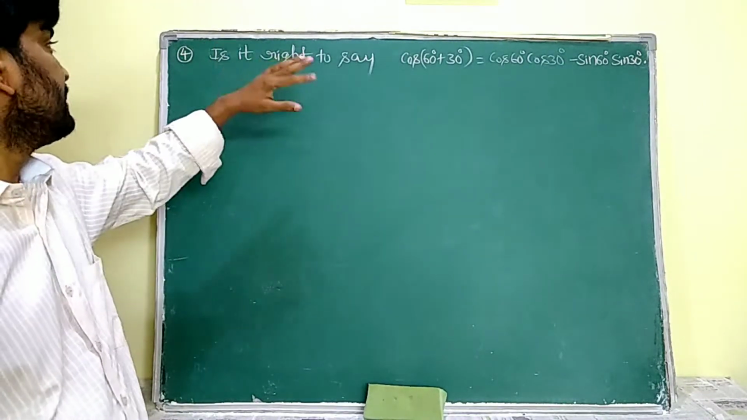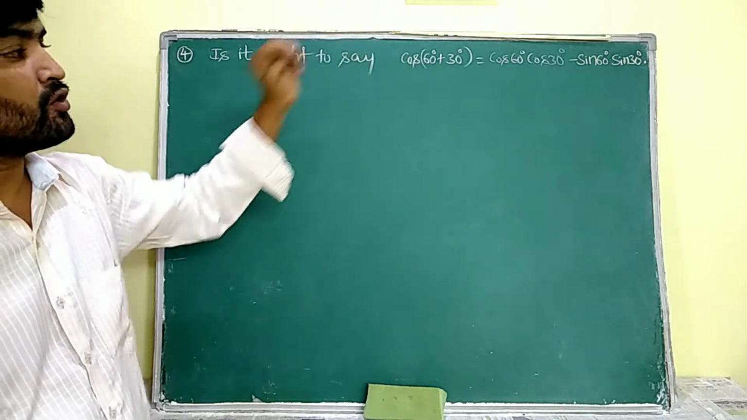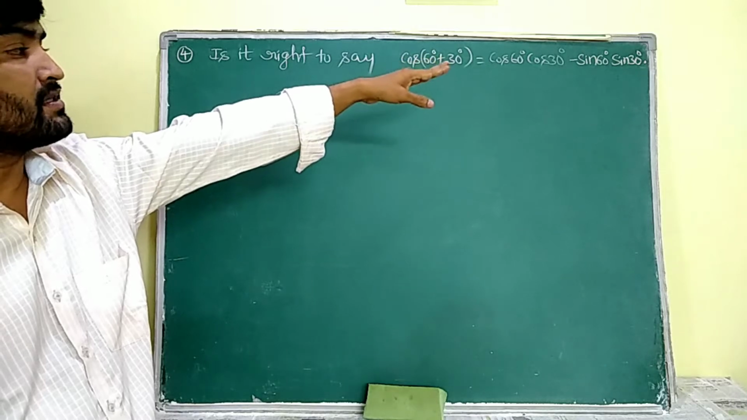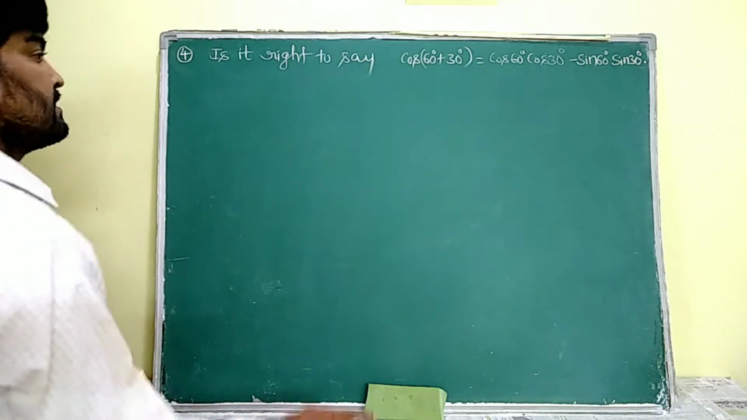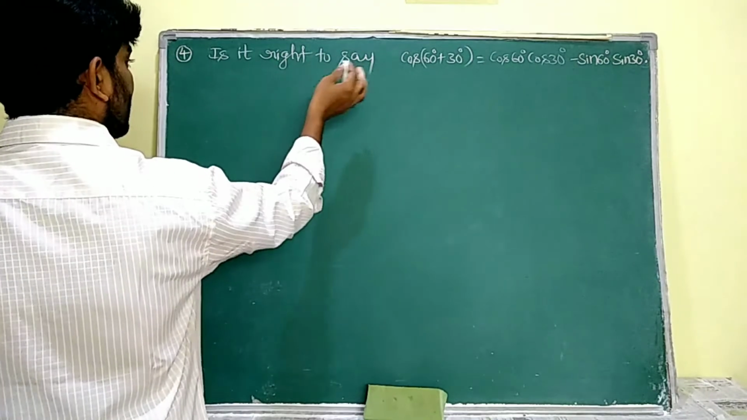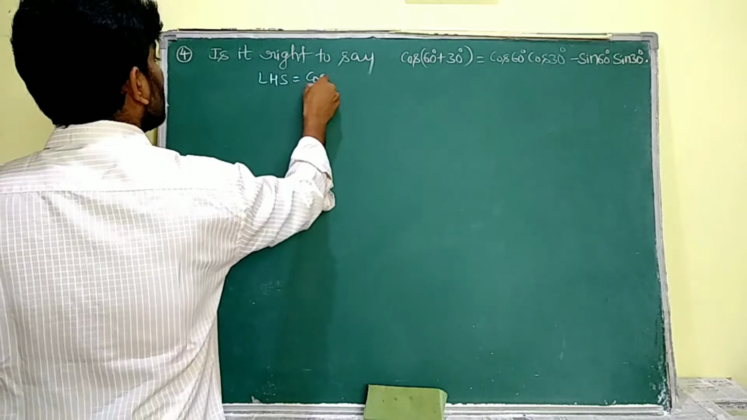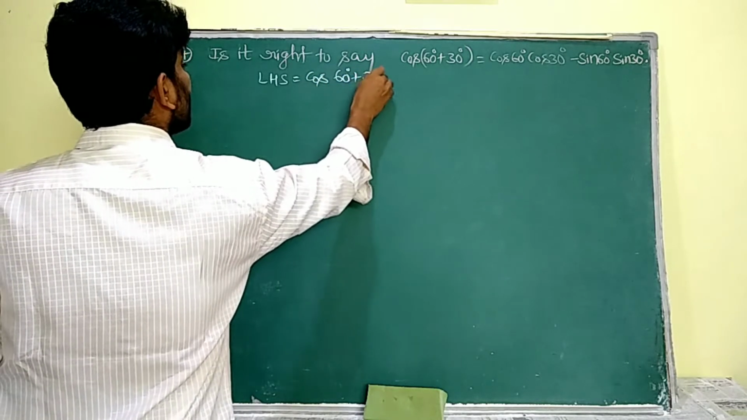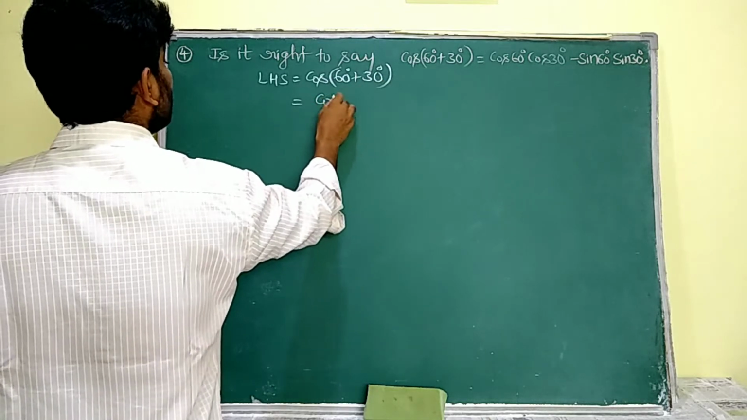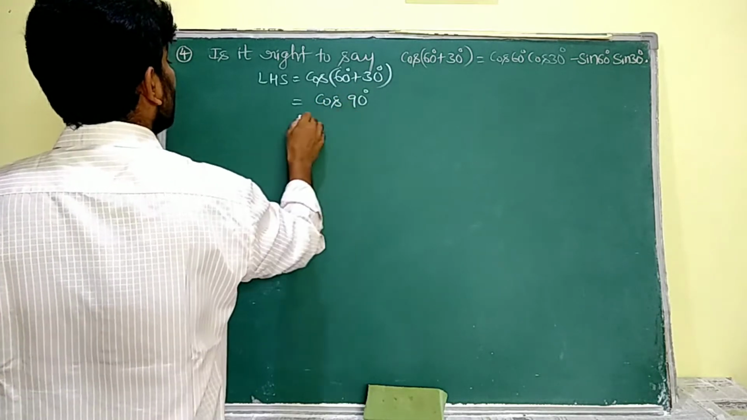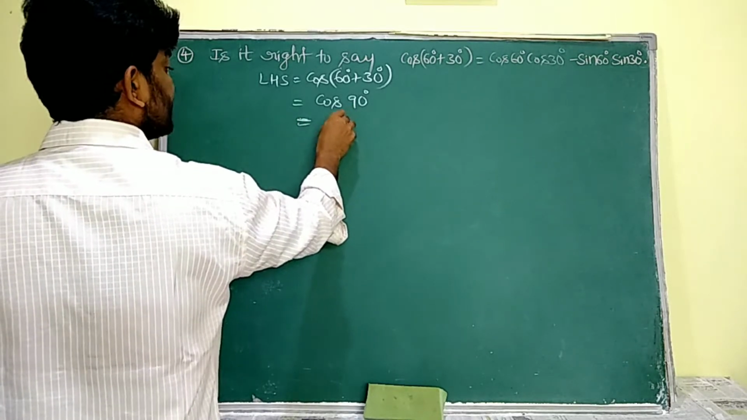See this fourth one. Is it right to say cos 60 degree plus 30 degree is equal to cos 60 cos 30 minus sin 60 sin 30? Yes, that is right. For proving that, take the LHS value. LHS is equal to cos 60 degrees plus 30 degrees. What is cos 60 degrees plus 30 degrees? That is nothing but 90 degrees. We know that cos 90 is equal to 0.